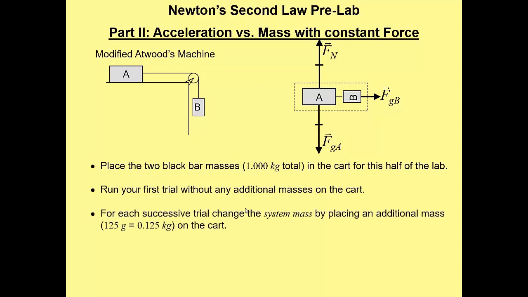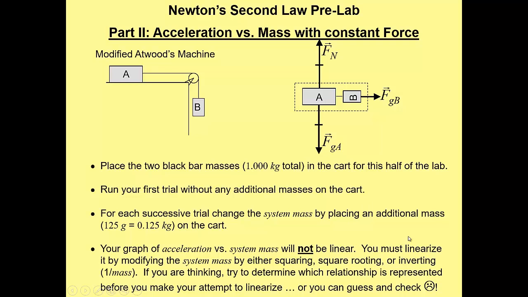And then every successive trial, you're going to change the system mass by placing one of those little aluminum masses in the slots on the side of the carts, right? Each one of those little aluminum masses is about 125 grams, or an extra 0.125 kilograms. So you'll run a trial with just one of them added, then two of them added, then three of them added, then four of them added. And those are all your trials. That's how you're going to change the system mass. And again, remember to record the system mass. That's what you're going to graph, not the individual masses, because this force accelerates the entire system.